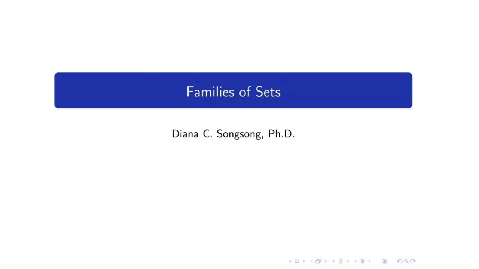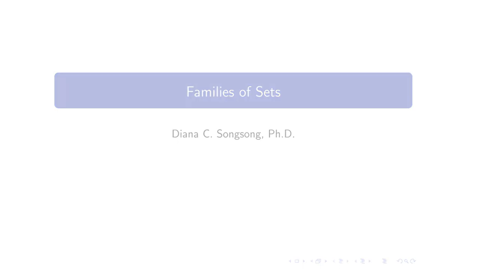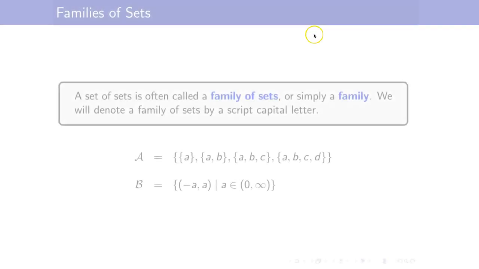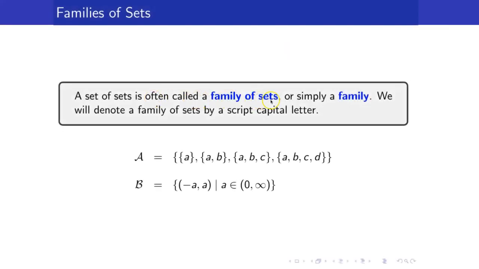In this lesson, we are going to talk about families of sets. A set of sets is often called a family of sets or simply a family. We will denote a family of sets by a script capital letter. So for example, we have this family of sets A and it contains the following four sets.